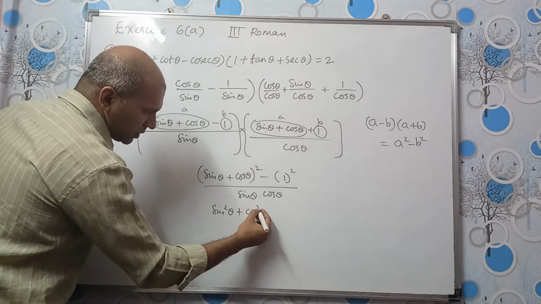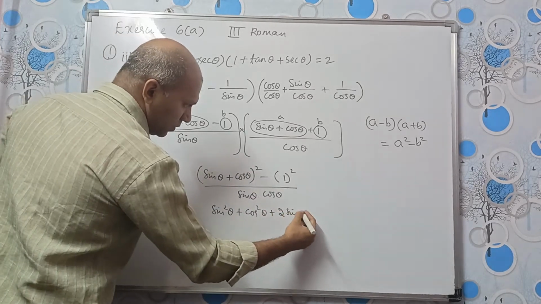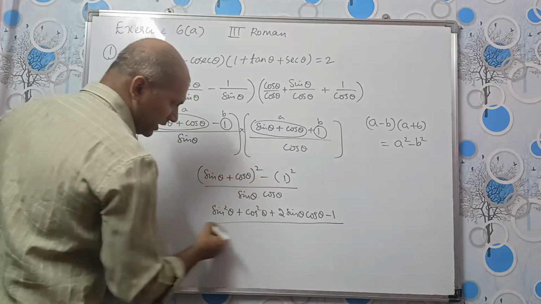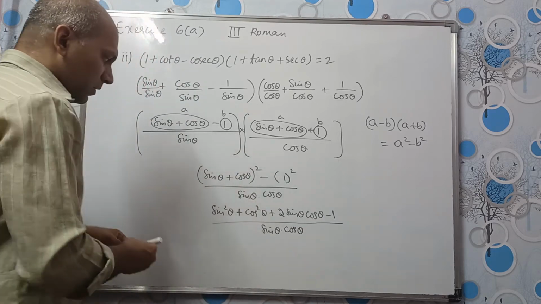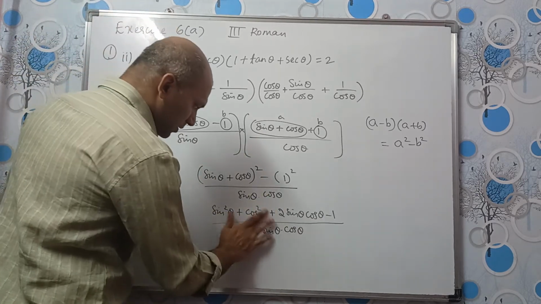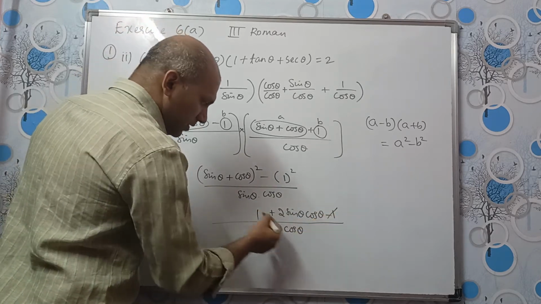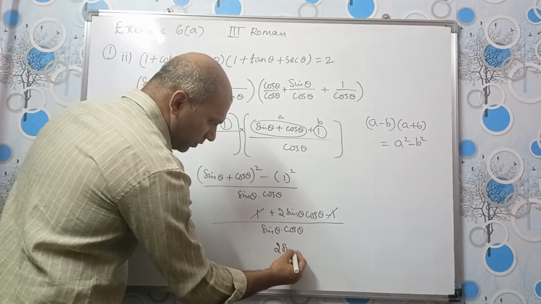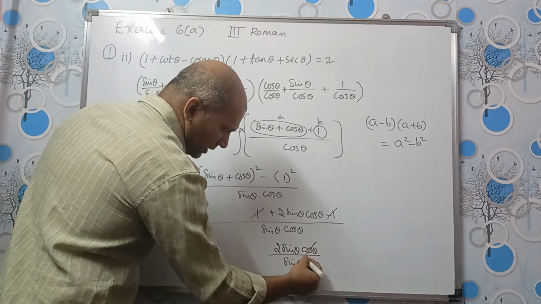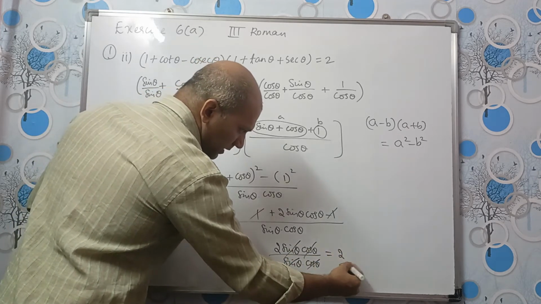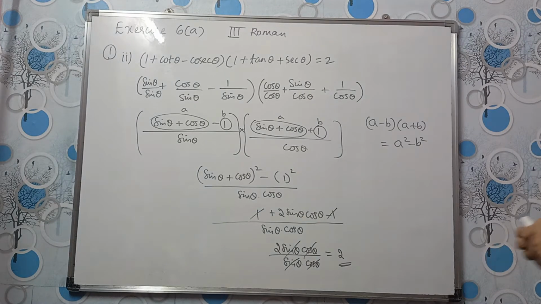Sine square plus cos square, it is A plus B whole square. Okay, A plus B whole square expansion. We have 2 sine theta cos theta minus 1 divided by sine theta multiplied by cos theta. Okay. Now this sine square plus cos square is equal to 1. So in place of this, can we write 1? Yes. So 1 minus 1 will become 0. So what is left now? We are left with 2 sine theta cos theta over sine theta cos theta, cos and sine cancel. The answer is 2. Okay. I hope this is clear.